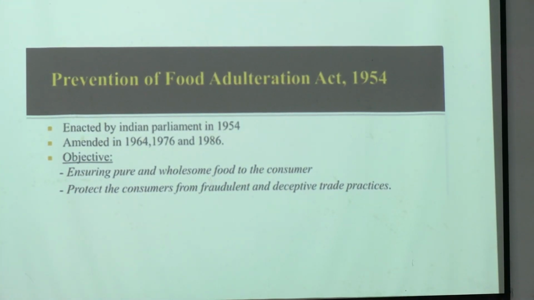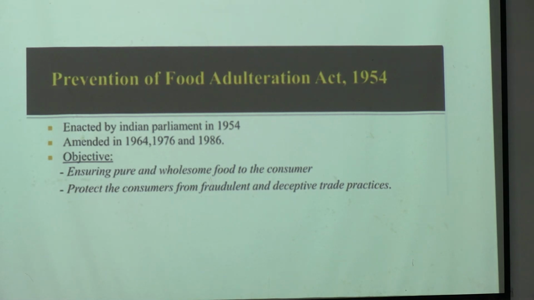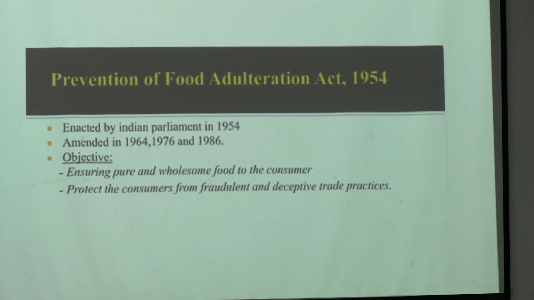And the thing is, we had the Prevention of Food Adulteration Act, 1954. Then it was amended in 1964, 76 and 86. This ensures pure and wholesome food to the customer. And it also protects consumers from fraudulent and deceptive trade practices. So this was the original act in 1954, amended thrice, in 64, 76 and 86.